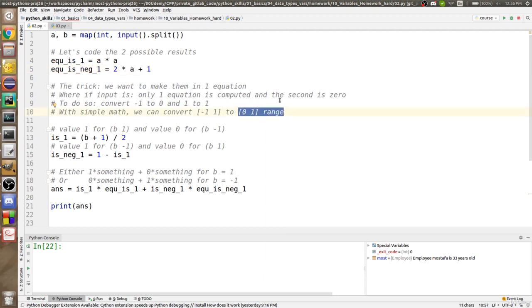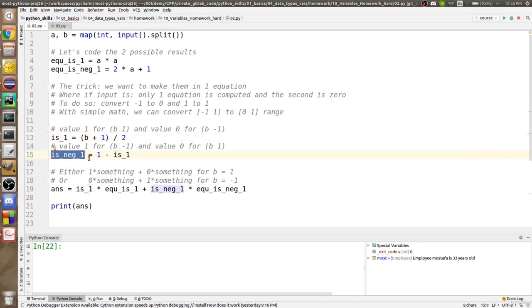Here is the idea. You can convert the equation from 1 to the value of 1 to be like, look here. If the value of b is for example 1, 1 plus 1 is 2, divided by 2, 1. Now we created an expression whose value is 1 if actually the input value is 1. And here is the other case.